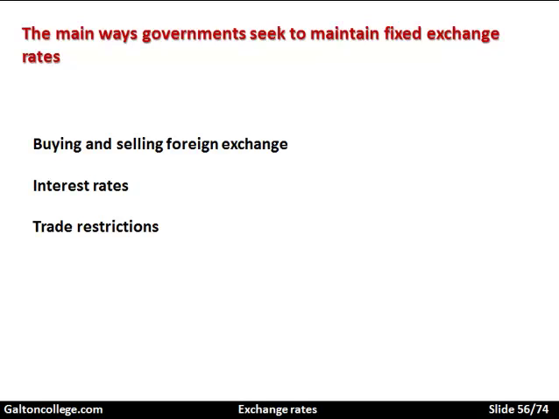Trade restrictions may be a way of doing it. Stopping imports, having tariffs and so on. But of course that flies in the face of the whole idea. The whole idea was to encourage international trade, not to restrict it. That's why the currencies were fixed against each other, one to one against each other. So having trade restrictions is flying in the face of the whole idea.